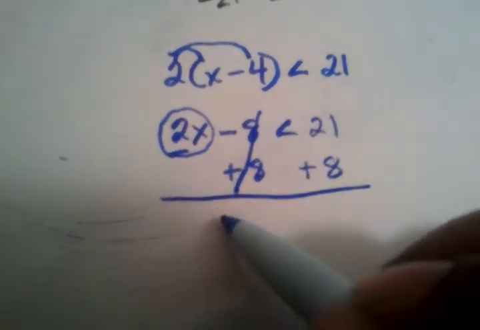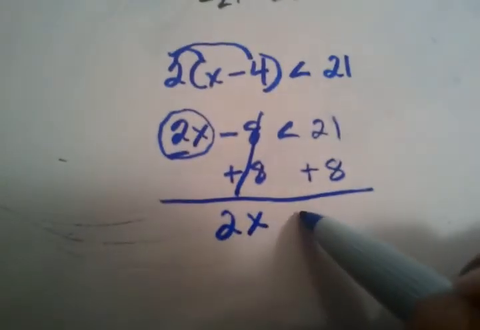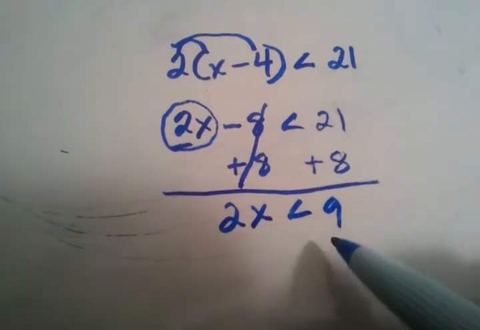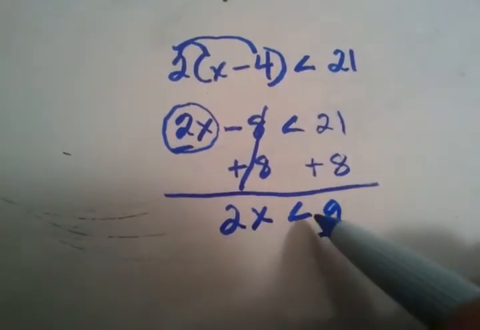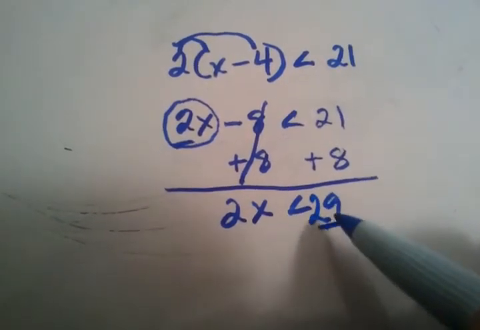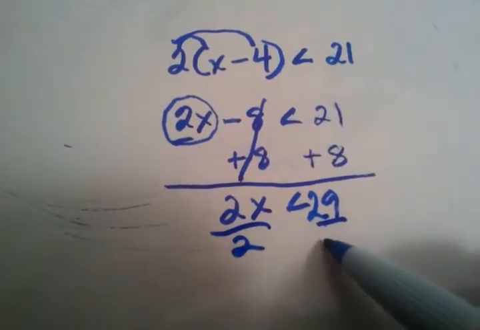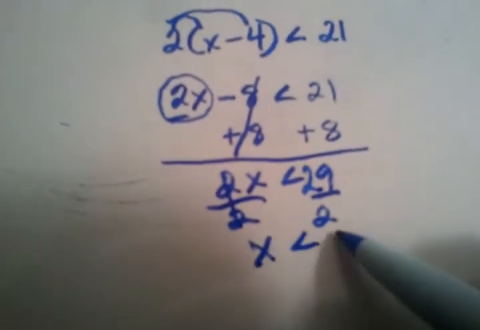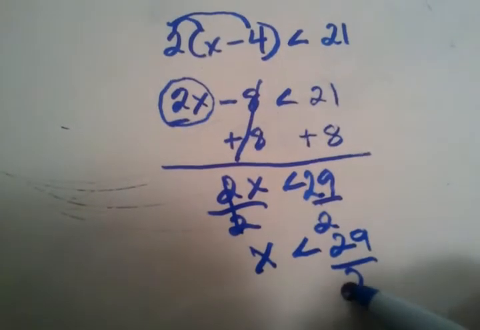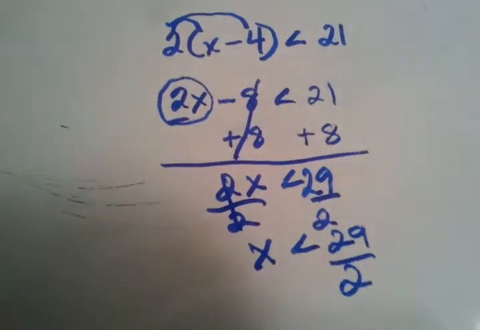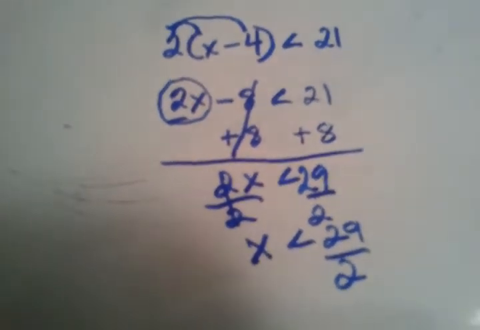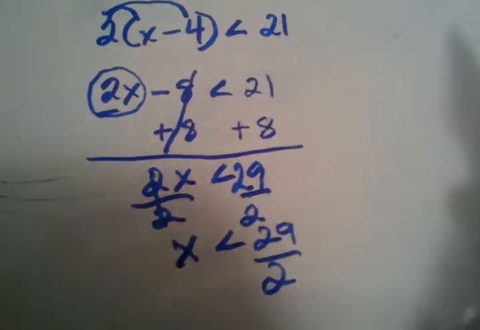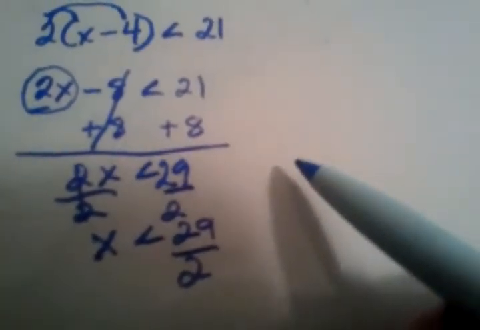These will cancel, giving us a 0, leaving 2x on that side by itself. Going to be less than 21 plus 8 will give us 29. Then we'll divide both sides by 2. So x is going to be less than 29 over 2. We do not switch the symbol because we did not have to divide or multiply by a negative to get this answer. Then we're going to graph our solution.